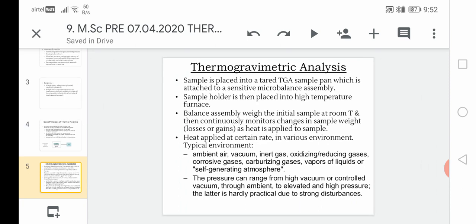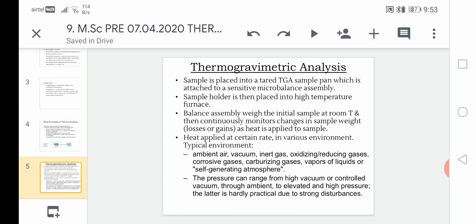In this thermogravimetric analysis, the sample is placed into a tared TGA sample pan which is attached to a sensitive microbalance assembly. Meaning the sample is placed in a tared TGA sample pan, so its weight is zero, and this is connected to the PC so that any change that happens is measured by the PC. The sample holder is then placed into a high temperature furnace.